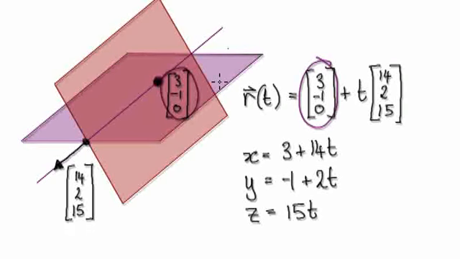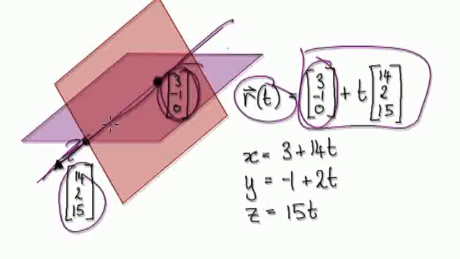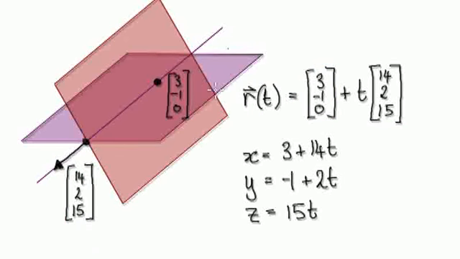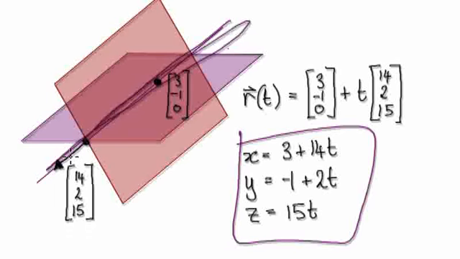So now we know one particular point, and we know the vector, so we can put it into an equation. This is our equation for this line here. Looking at the x component, it will be x plus 14t. Looking at the y component, it will be negative 1 and then 2t. Looking at the z component, it will be 0 plus 15t. So this here describes the equation of this line.